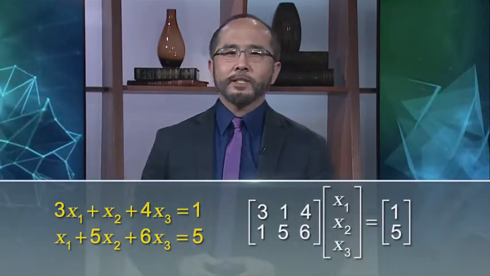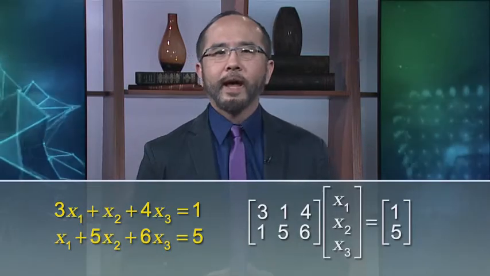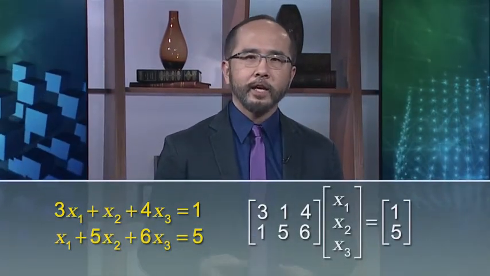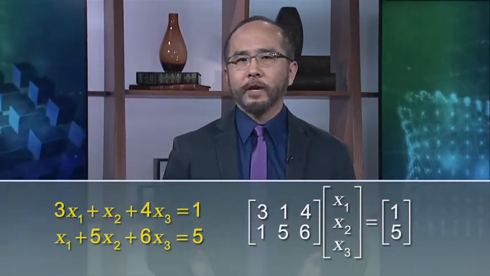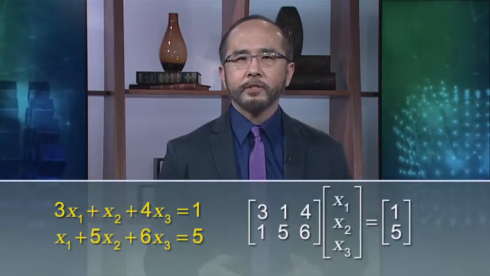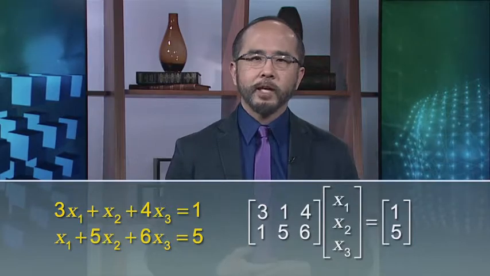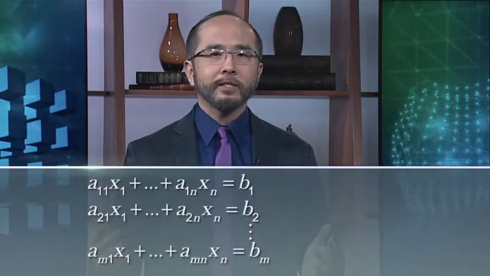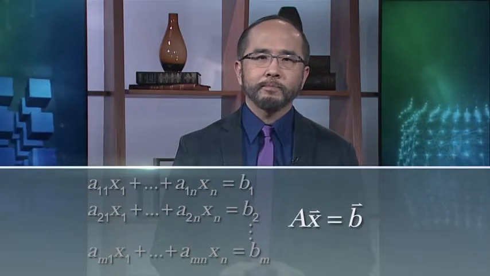The system of equations on the left can be expressed as a matrix equation on the right, where you have a matrix times the vector x1, x2, x3 equaling the vector 1, 5. Notice that a column vector x1, x2, x3 is just a 3 by 1 matrix, so the usual rules for matrix multiplication apply. What's great about a matrix equation is that you can express a large system of linear equations like this, in this very compact form.